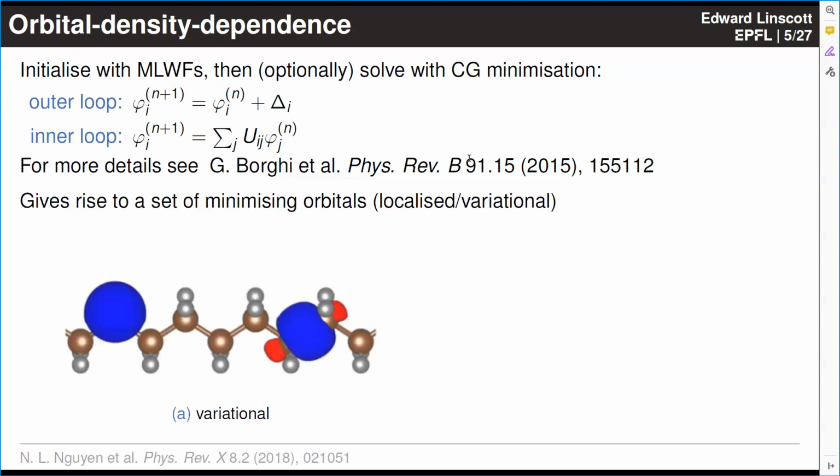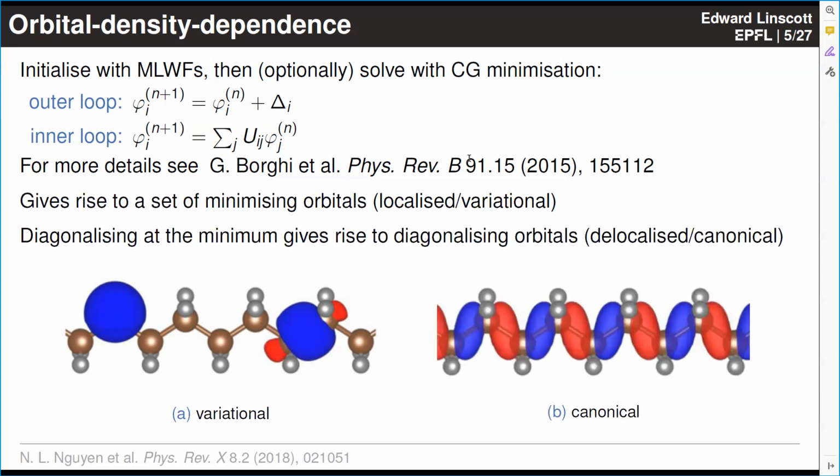Like we saw earlier, when you perform this explicit minimization of the total energy, it gives rise to this set of variational orbitals, and these are typically very localized. Once you're at the minimum and you diagonalize your Hamiltonian, this gives us the canonical orbitals. So we've got these two different sets of orbitals, and they're related simply by a unitary rotation, in other words, a mixing of the two. But both sets give rise to the same total density. They're just equivalent representations of one another.